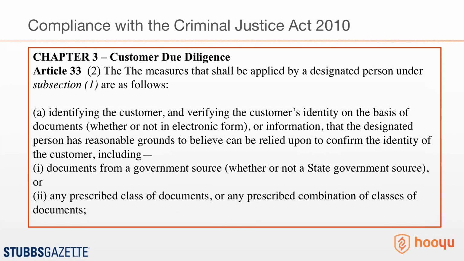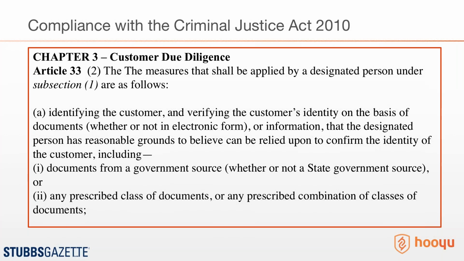And the regulation says that this can be on the basis of documents, and these documents can be in electronic form, or information that the company has reasonable grounds to believe can be relied upon to confirm the identity of the customer. And obviously the Criminal Justice Act is pretty good. It's actually better than the UK regulations because it gives a bit more clarity around documents from a government source, whereas the UK regulation is a little bit vague.